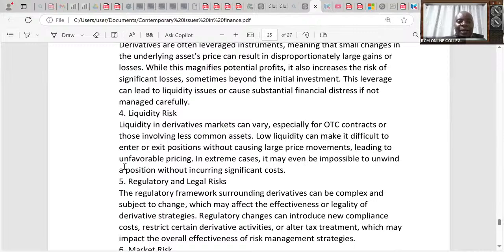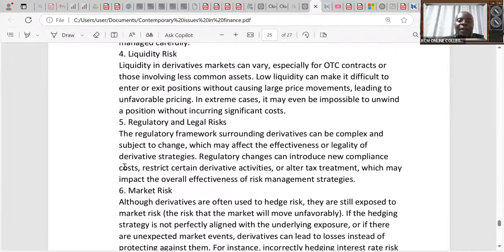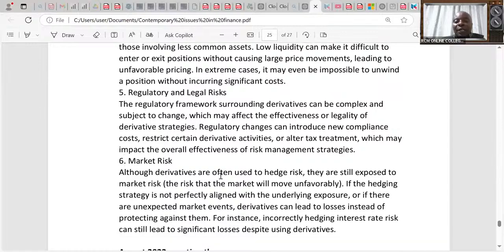So we have here market risk. Although derivatives are often used to hedge risk, they are still exposed to market risk. The risk that the market will move unfavorably. The market will move against you.